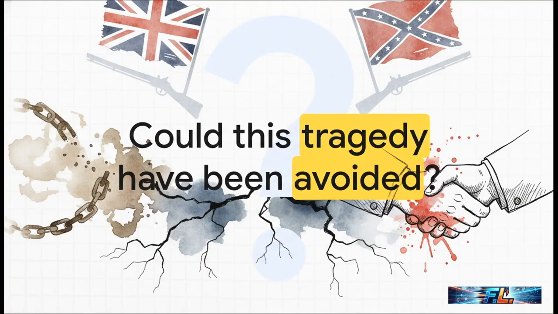Which brings us to the final, haunting question. When you look back at how deep the divisions were, how all the compromises failed, and how central the issue of slavery was to everything, could this tragedy have actually been avoided? Or was this brutal, bloody conflict the only way for the United States to finally be reborn? That's a question historians are still fiercely debating today.